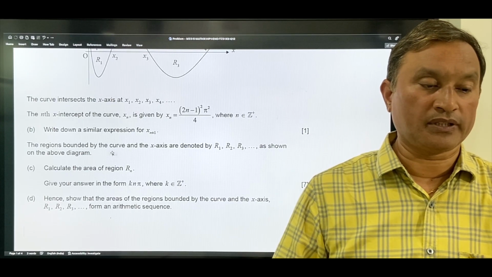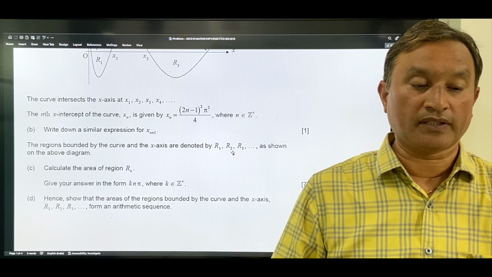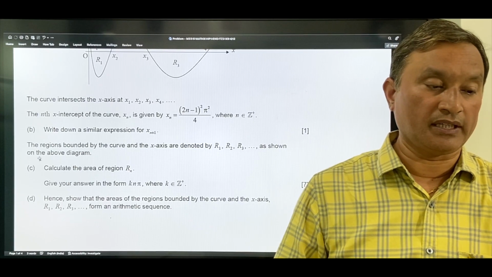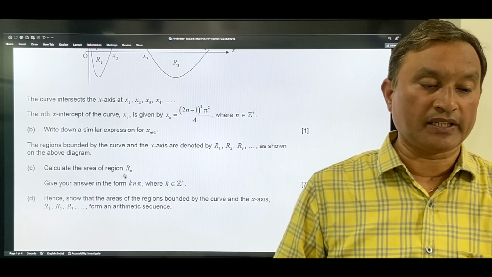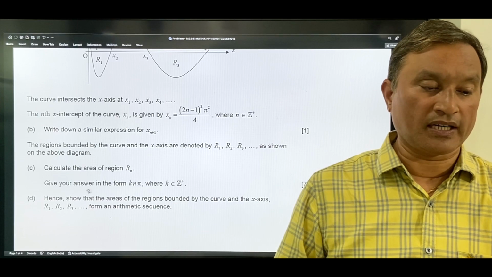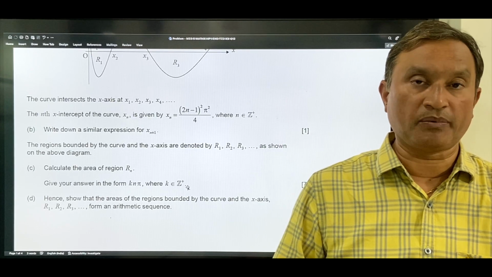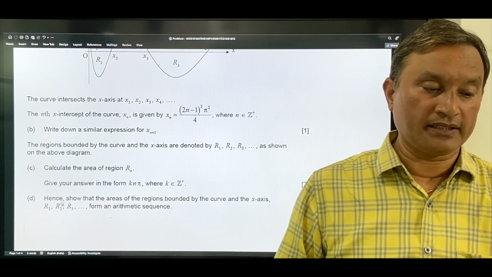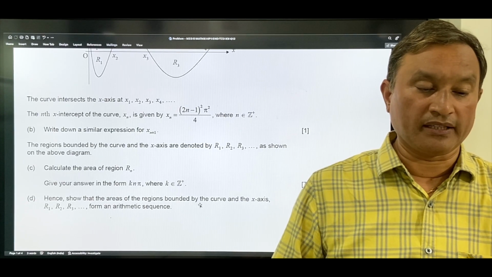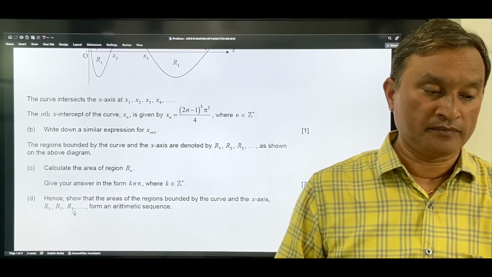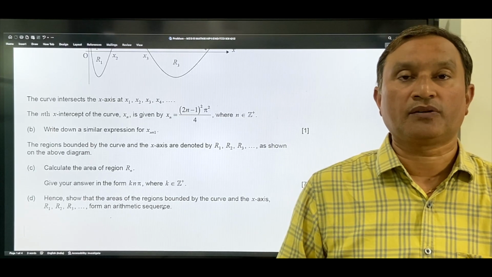The regions bounded by the curve and the x-axis are denoted by R1, R2, R3 as shown in the above diagram. C part. Calculate the area of the region Rn. Give your answer in the form k n pi, where k belongs to Z plus. D part. Hence show the areas of the regions bounded by the curve and the x-axis, R1, R2, R3, form an arithmetic sequence. Now the solution.